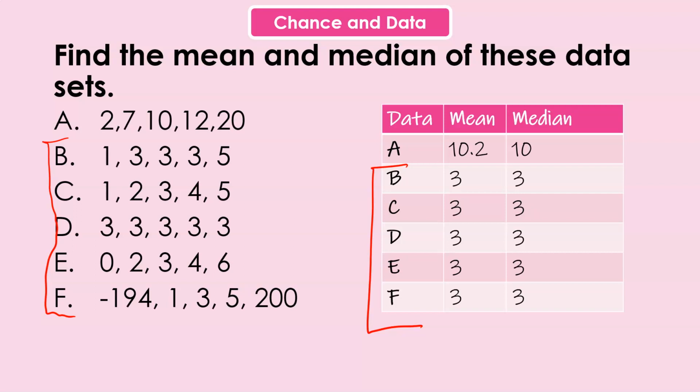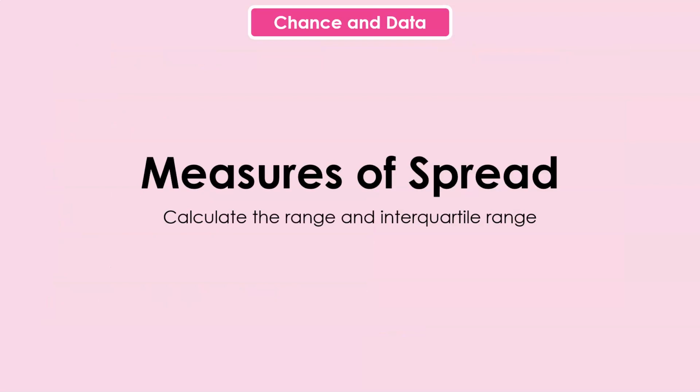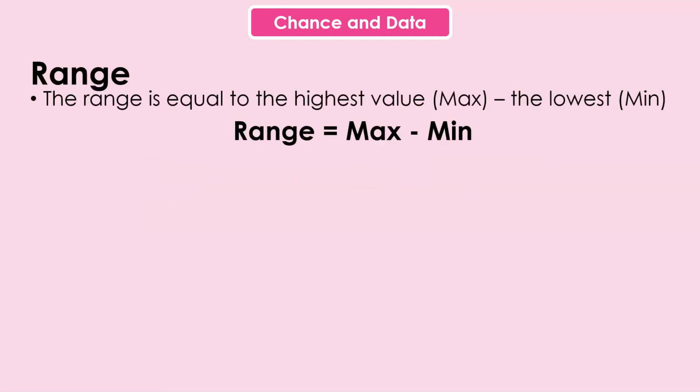We need another statistic rather than just looking at the middle, because the middles of those data are the same. We need to look at how they vary. And that's when we come to something called the measures of spread. How the data varies is really important in distinguishing features within a data set.